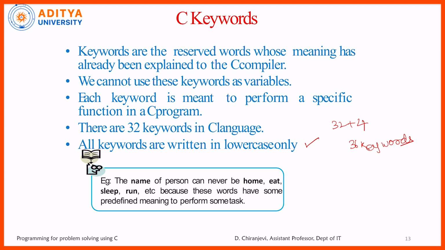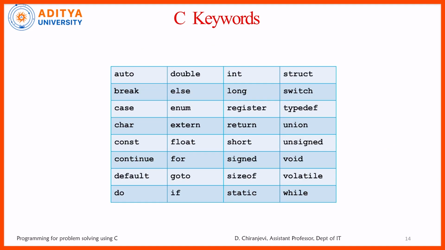Like if you see the name of a person, never home, eat, sleep, run. The reason is home means there is a specific meaning, eat means there is a specific meaning, sleep, run, we all know these words have specific meanings. So nobody has these names. In the same manner, these keywords cannot be used in the naming convention of identifiers. So these are the 32 keywords available. You can refer to those keywords in the textbook.